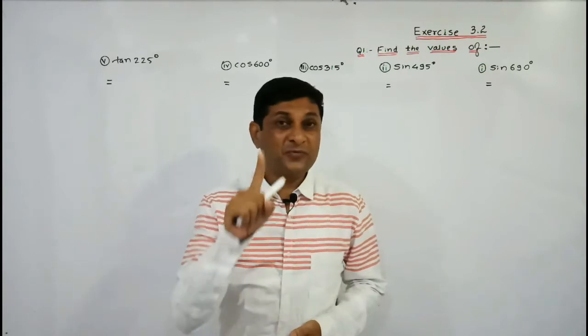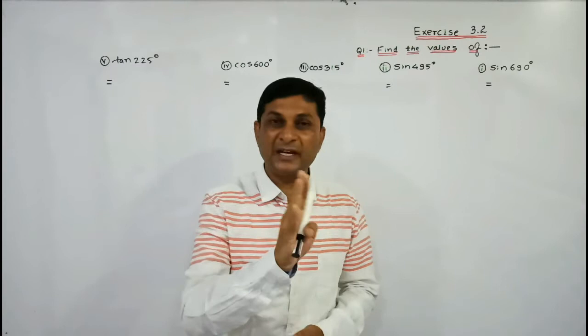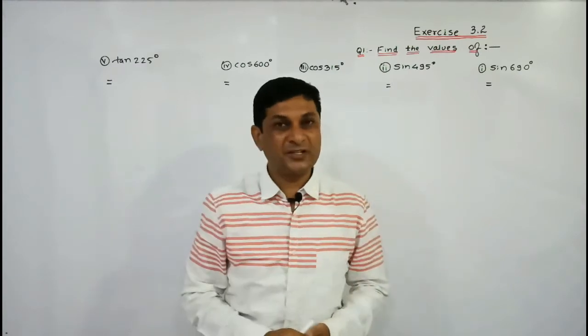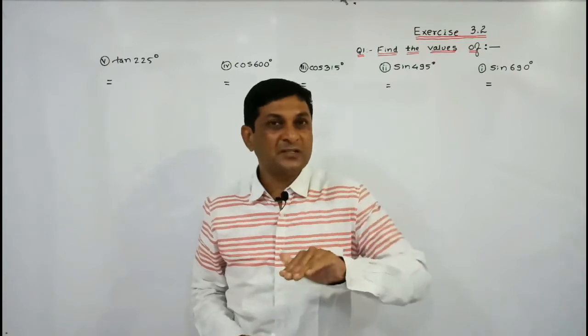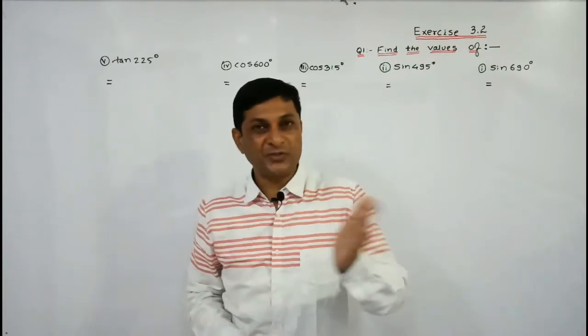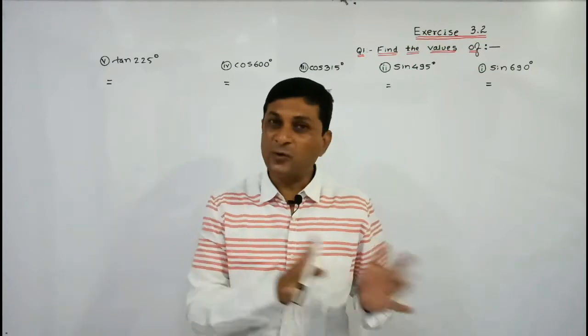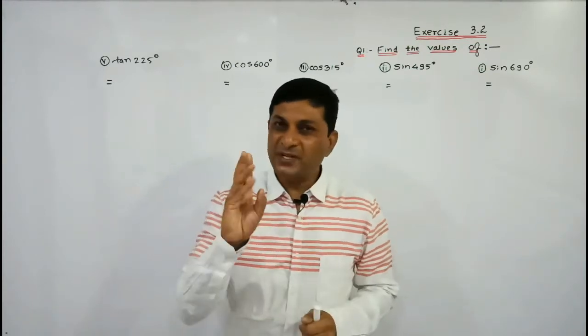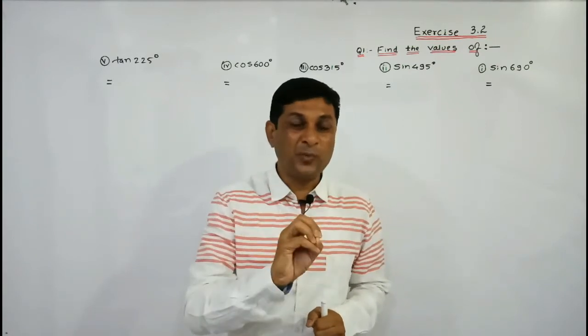What we have seen, if the first term is pi by 2 or 3 pi by 2, whatever may be the second term, either plus theta or minus theta, sine will get converted into cos, cos into sine, tan into cot, cot into tan, sec into cosec, and cosec into sec.